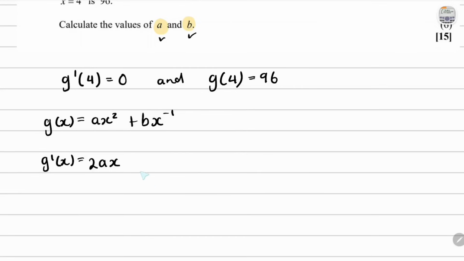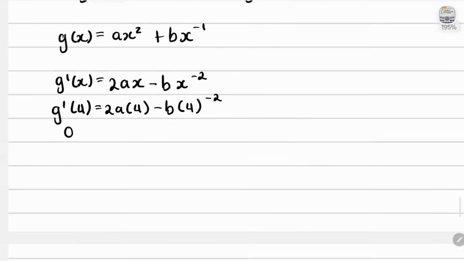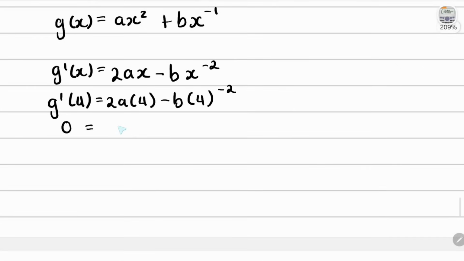And then b times negative 1, that's negative b, and x, exponent minus 1, which is negative 2. This is g prime of x. So now we need to say g prime of 4. So in place of x, we substitute 4, is equal to 2a times 4 minus b times 4 raised to the power of negative 2. And we're specifically saying that g prime of 4 is equal to 0. The gradient where x is equal to 4 is 0.